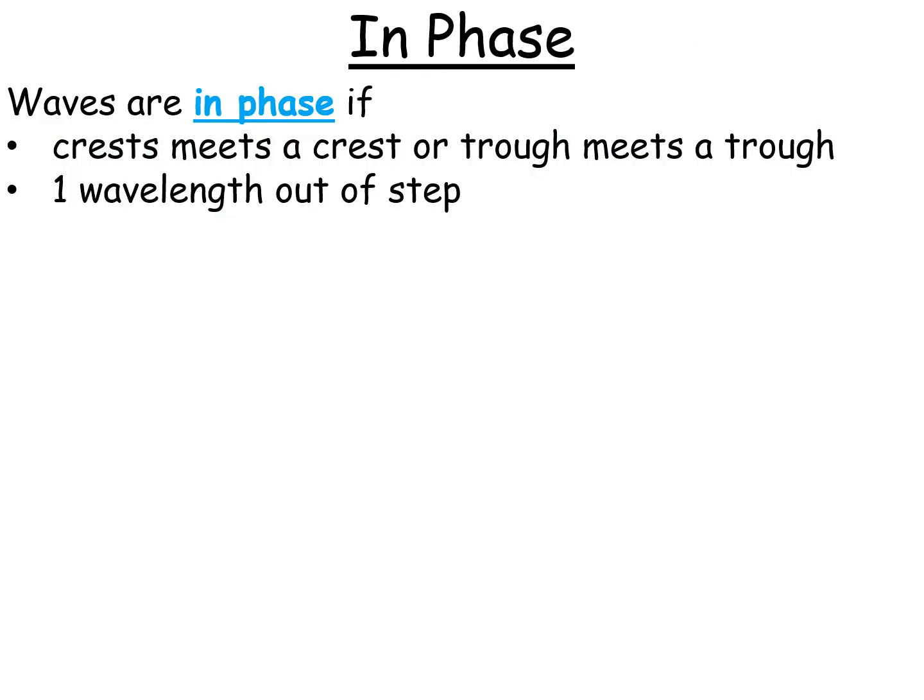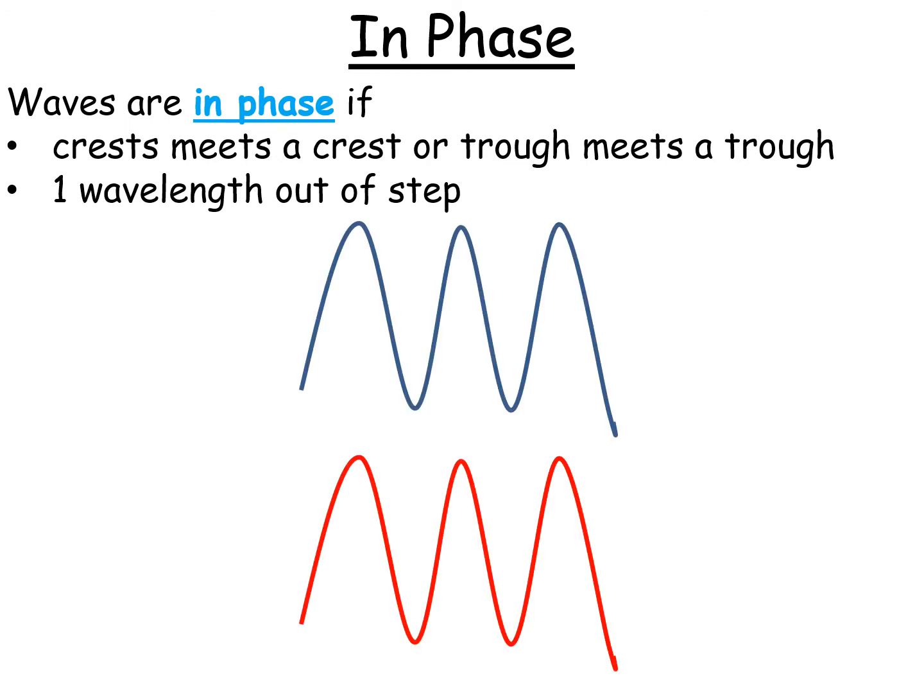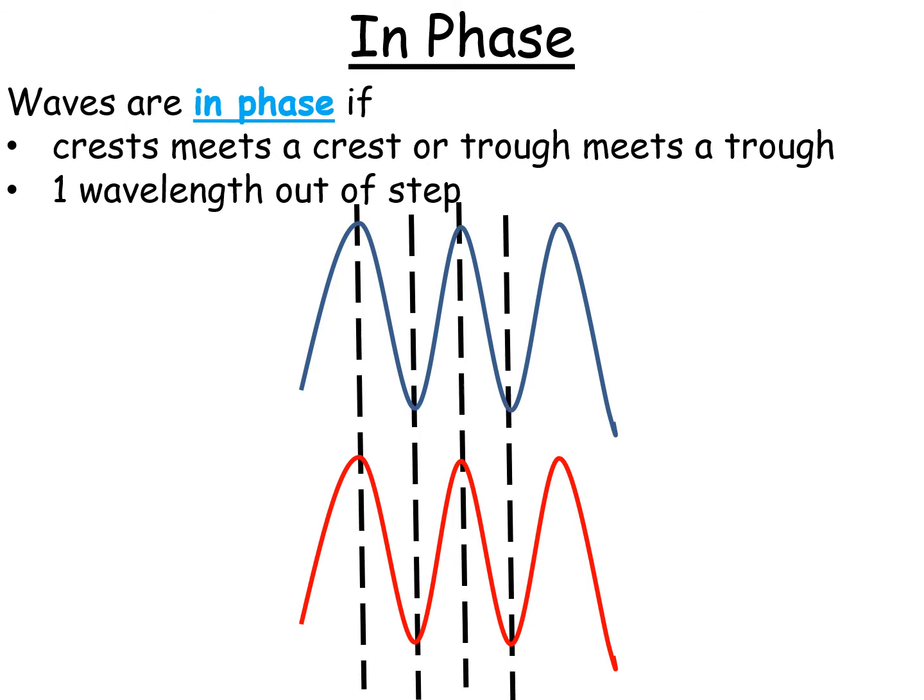So a wee bit of revision from Higher. You may remember from Higher that in phase was defined as where a crest meets a crest or a trough meets a trough, or if a wave is one wavelength out of step. So if we drew this diagram, this is our first wave, this is our second wave, and they're in phase if the crest lines up with the crest and the trough lines up with the trough. So that was how we defined in phase. And if we moved one of these waves exactly one wavelength along, we'd say they were still in phase.